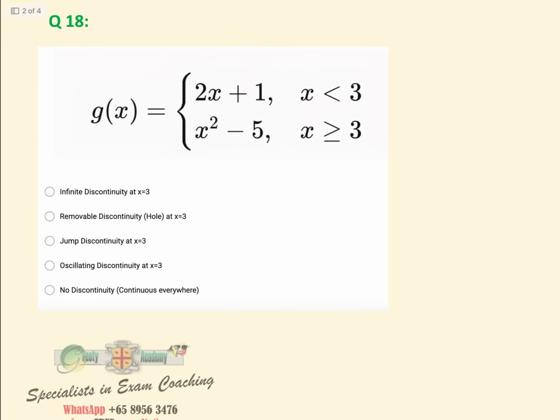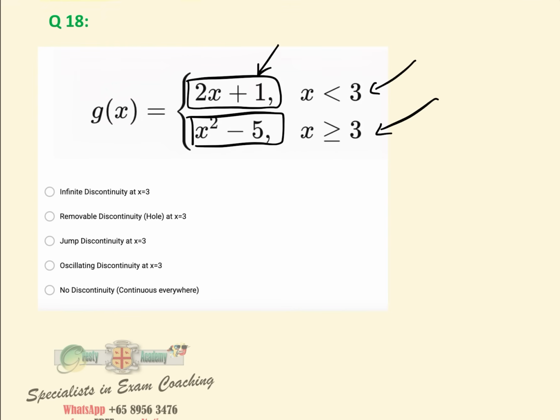Question 18. Okay, now this one is a piecewise function. This is the function when x is less than 3, and this is the function when x is greater than or equal to 3. So what we need to do is plug 3 in here. As x approaches 3 from the minus side, we look at this one. So g of x will be equal to 2 times 3, add 1, which is 7.